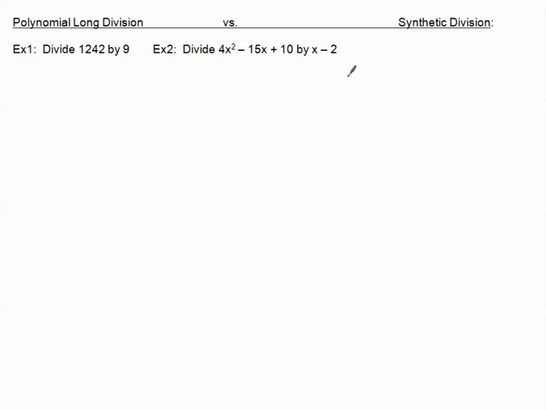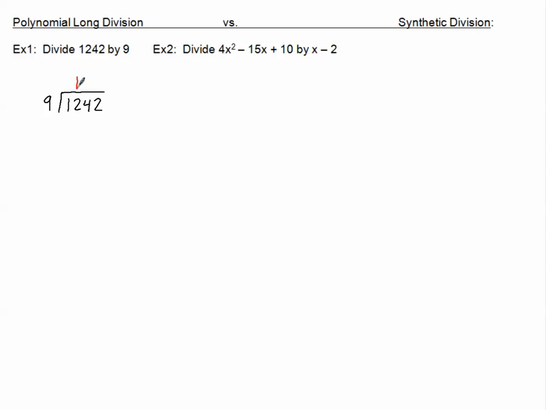Before we actually look at either one of those, I'm going to go back to a problem that you did back in elementary school. We're going to divide 1242 by 9, and we're going to go through the process of long division with that. Of course, we're making our problem look like that. And we ask ourselves a question: how many times does 9 go into, well, it can't go into 1, so we look at the 12. How many times does 9 go into 12? And we say that it goes in 1 time.